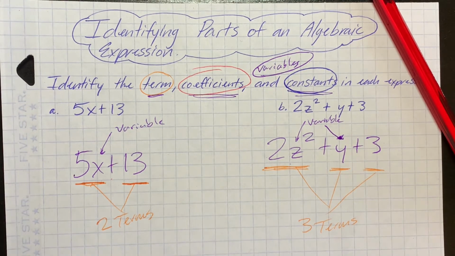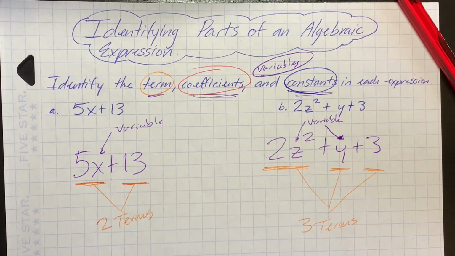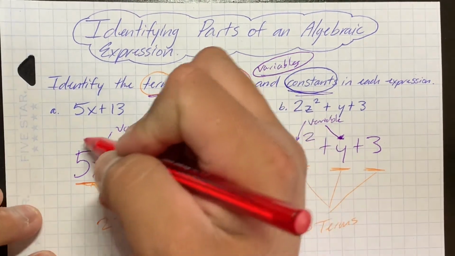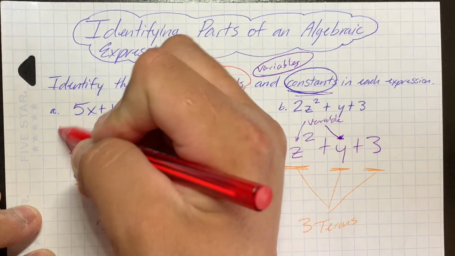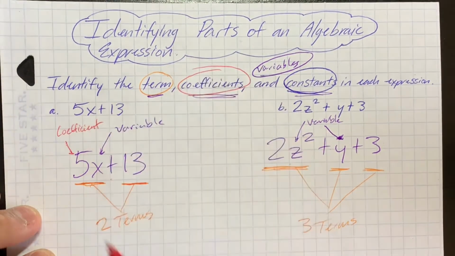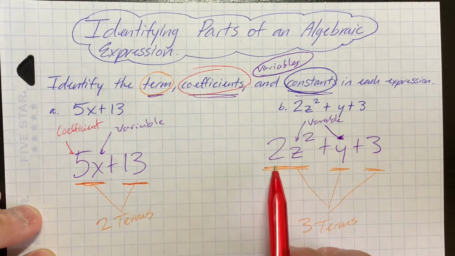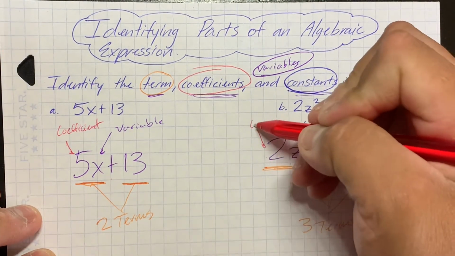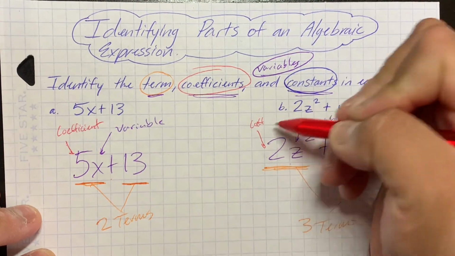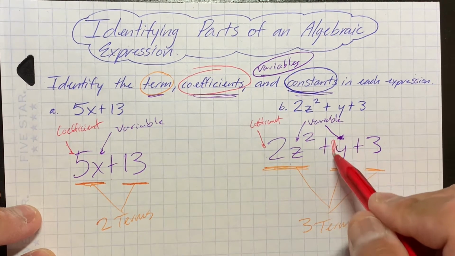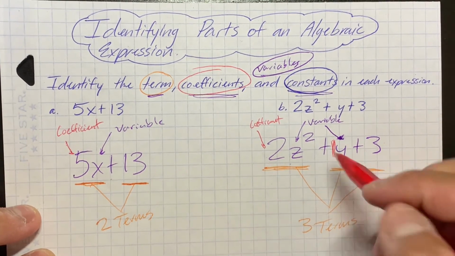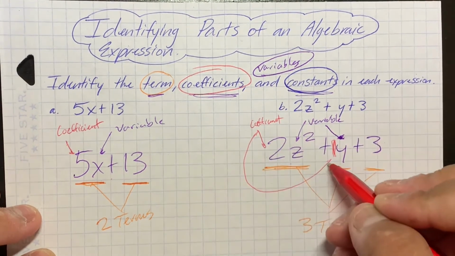Okay, next, the number right by every variable is called a coefficient. So in red, 5 would be a coefficient in the term 5x. On the other side, 2 would be a coefficient because it's by 2z. Also, there's a 1. If you have a variable just by itself, there's always a 1 there. So technically 1 would also be a coefficient.